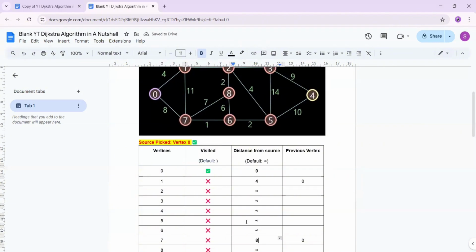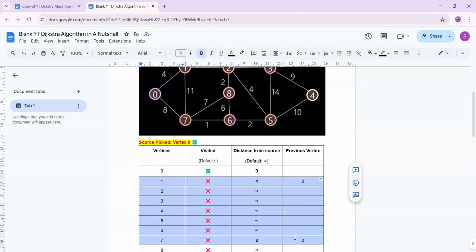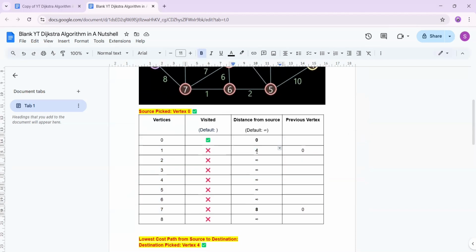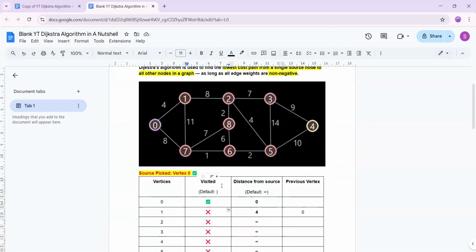Once we fill that, we will check which one has the lowest possible distance. So we will pick vertex 1 because it is unvisited and it has the lowest distance from source. 4 is lower than 8, so we will pick 1. Once we pick 1, we mark it as visited, and then we explore again. Now, there are two paths we could go: from 1 to 2 or 1 to 7.